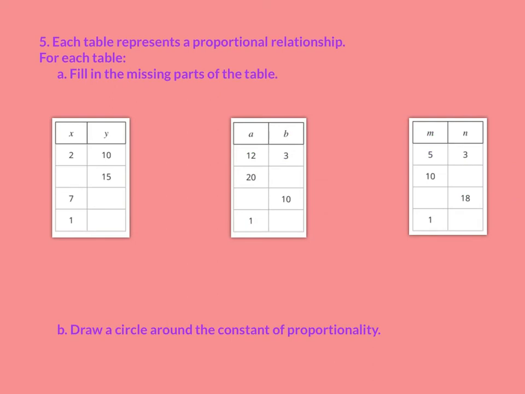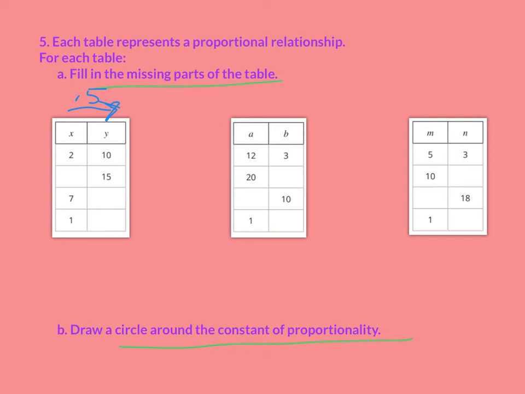We've got a number of tables here. Each table represents a proportional relationship. For each one, we're going to fill in the missing parts. And then it tells us to draw a circle around the constant of proportionality. So let's take this first one here. How do we get from 2 to 10? Well, hopefully you know that's multiply times 5.